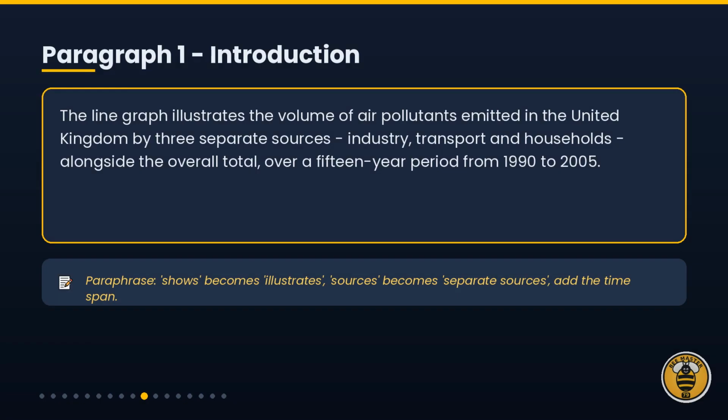Paragraph 1. The introduction. The line graph illustrates the volume of air pollutants emitted in the United Kingdom by 3 separate sources: industry, transport and households, alongside the overall total over a 15-year period from 1990 to 2005. Notice that I have paraphrased every content word and added the length of the period, which the original prompt does not state.